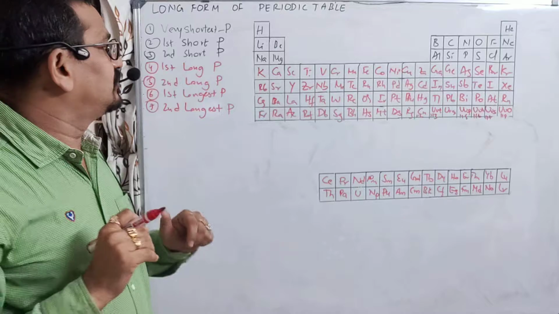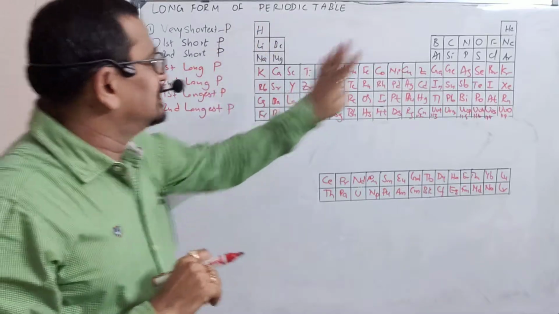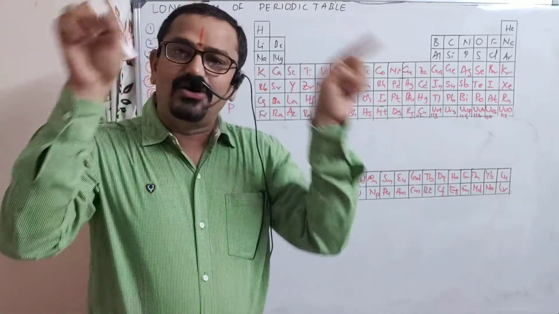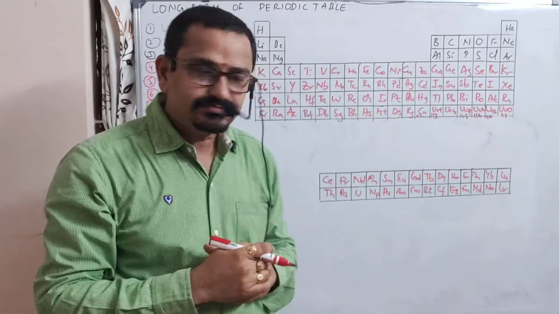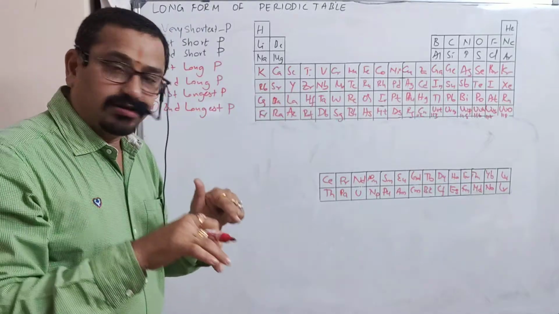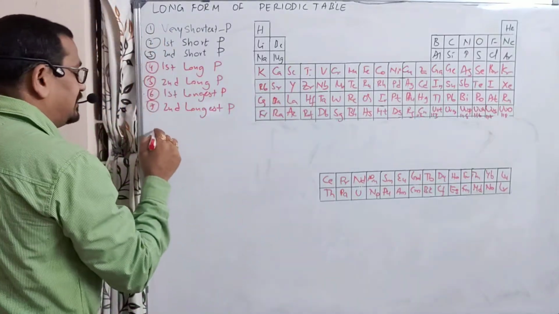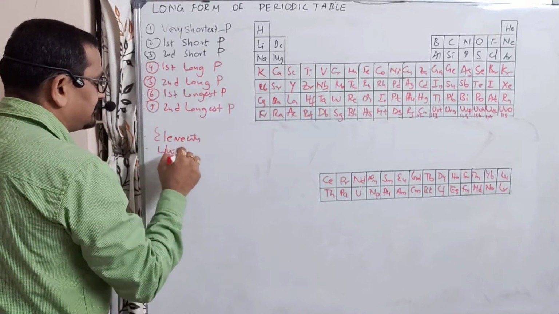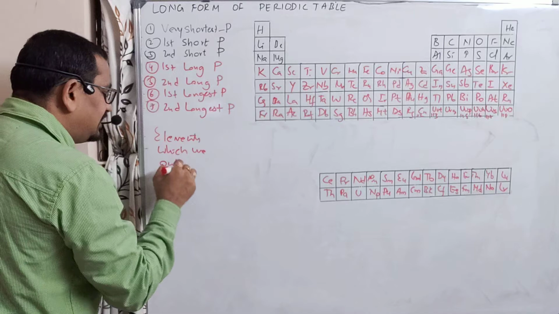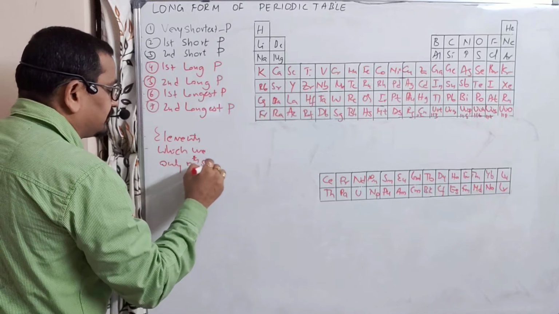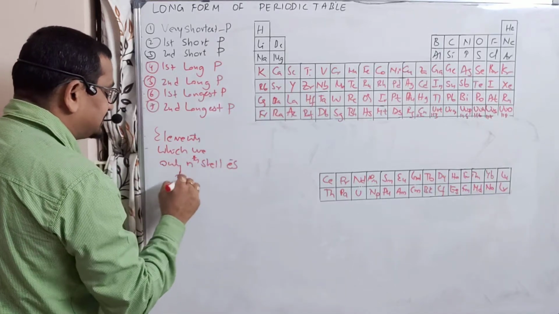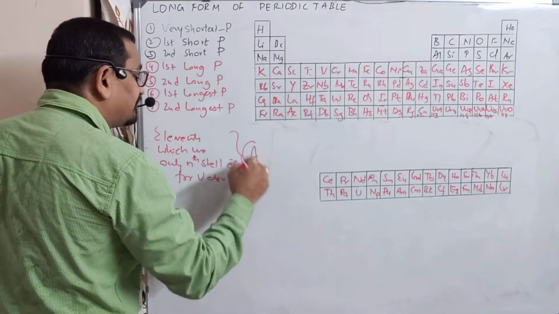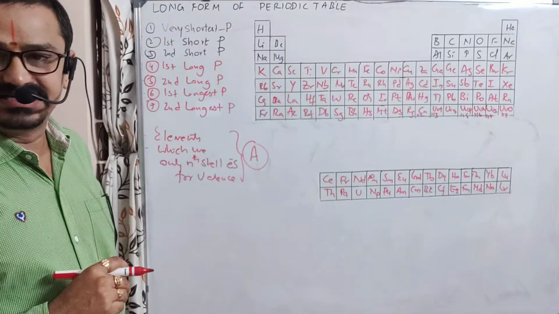And one more point to be noted here is that these 2 series and these 6 series elements utilize only outer electrons for their valency. With respect to this phenomenon, elements which use only nth shell electrons for valency were called as A set of elements. This was given in Mendeleev's table itself.